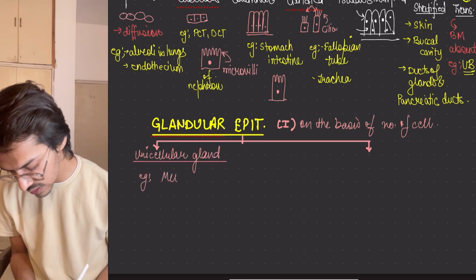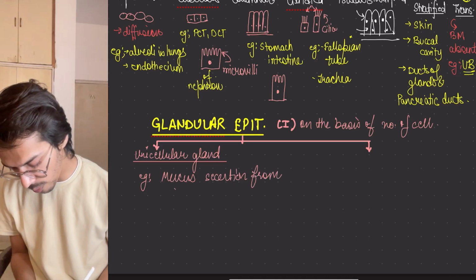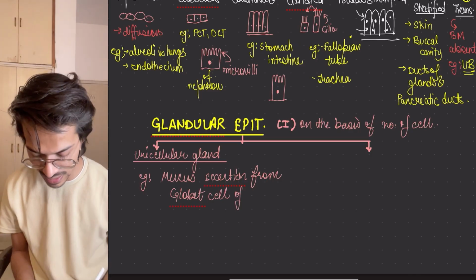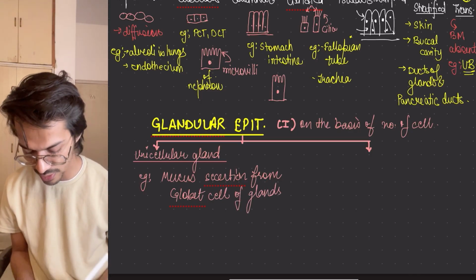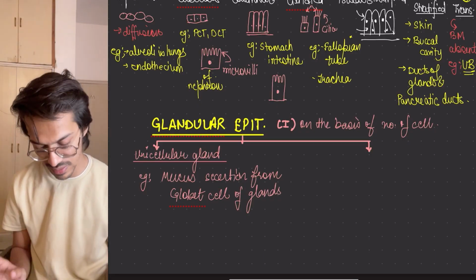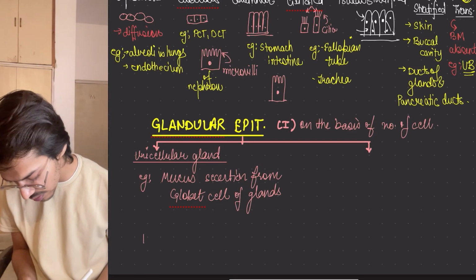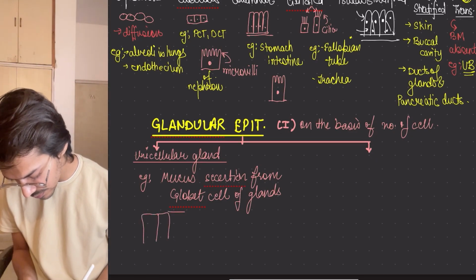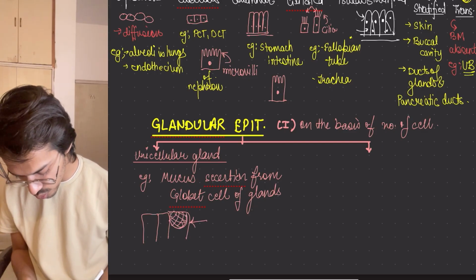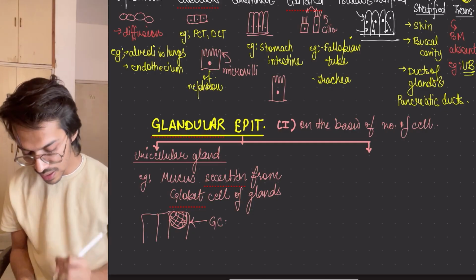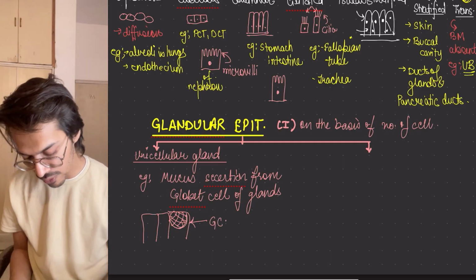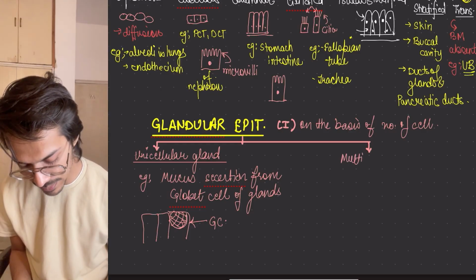Example, mucus secretion from goblet cells of your various glands, like your stomach and all, intestine, stomach, wherever the mucus is being secreted. So that is unicellular over here. Its diagram is also given in your NCERT. How is the diagram given? Something like this. So there they have made this cell change into the goblet cell. Okay, and this will secrete what? Mucus. Okay, whereas another example is multicellular.